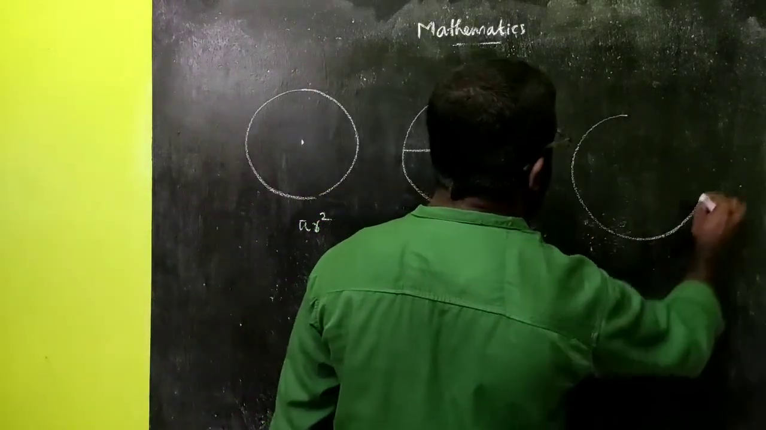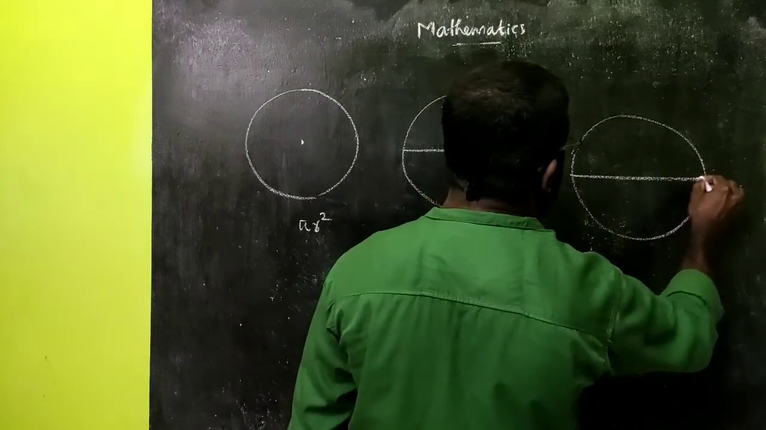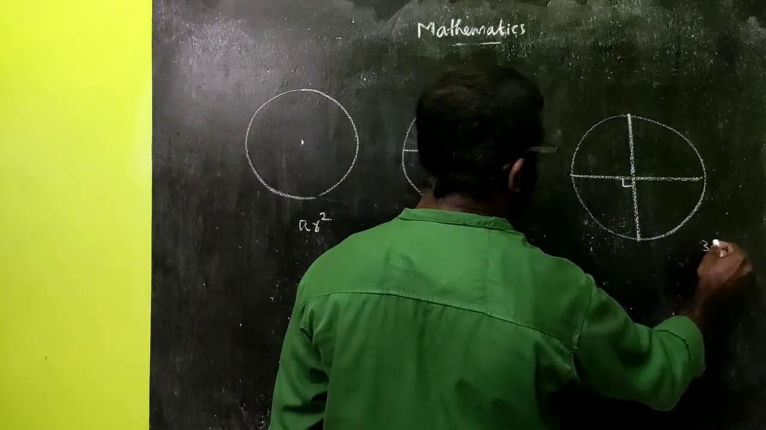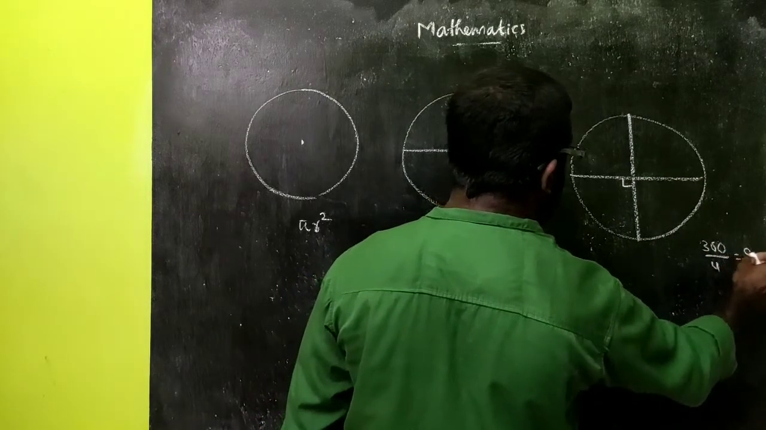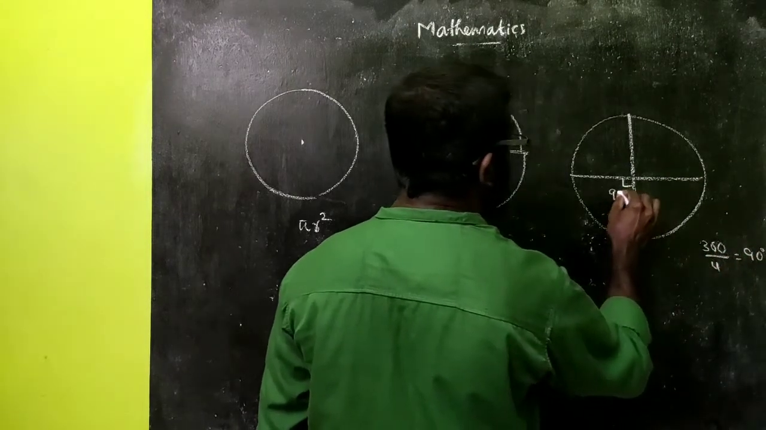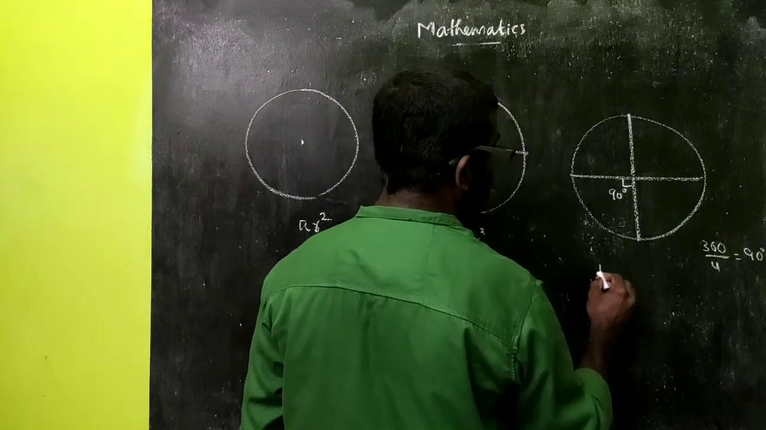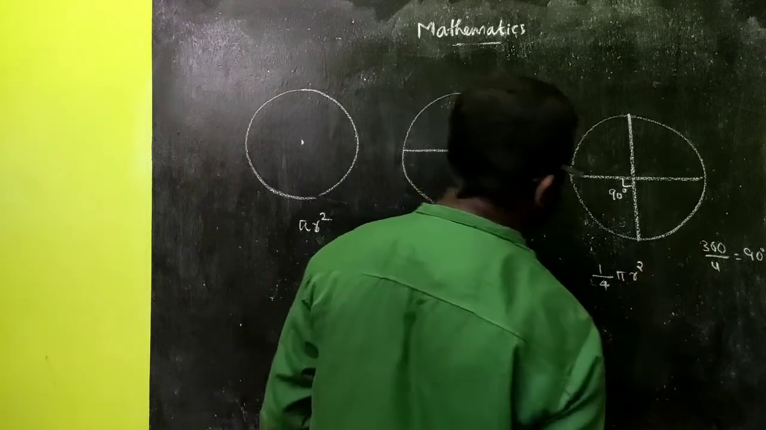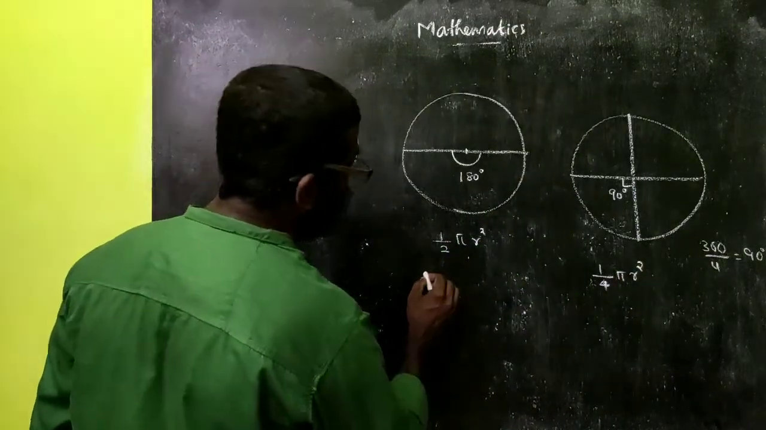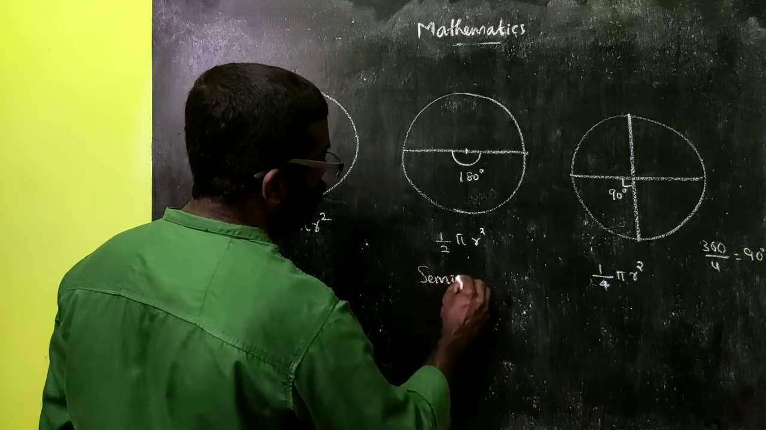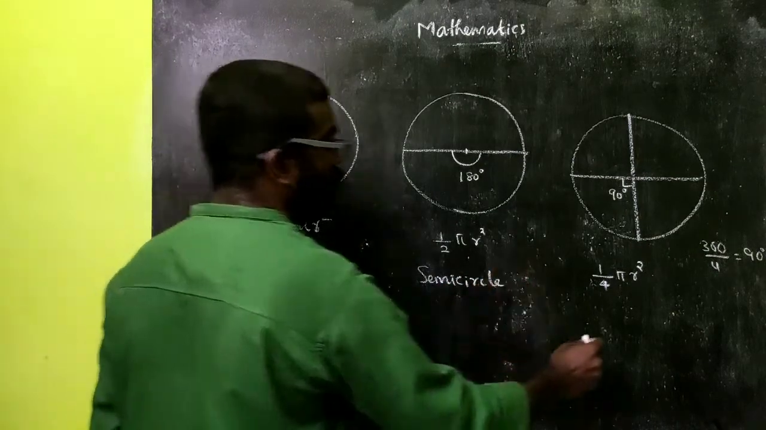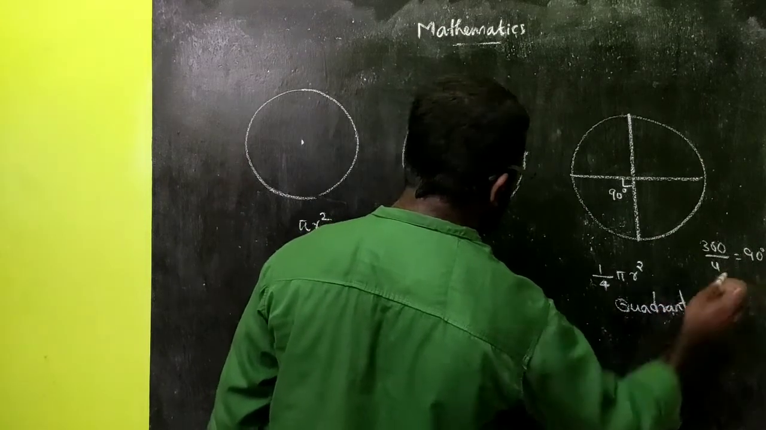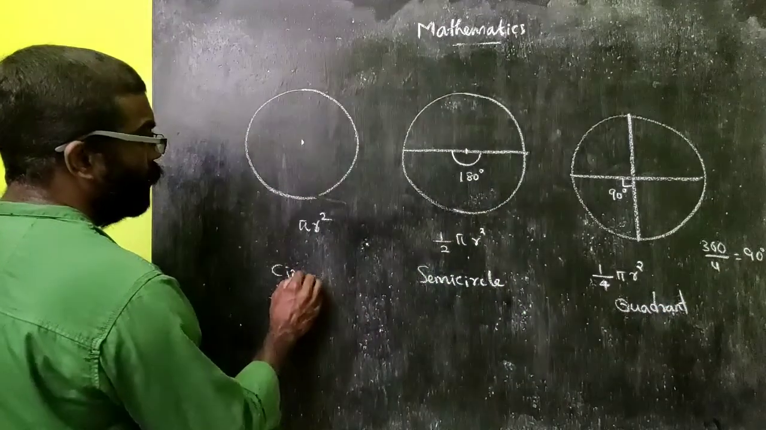And if we again divide the circle into four equal parts, the central angle will be 360 divided by 4, which gives 90 degrees. This is known as a quadrant. So the area of each quadrant will be 1 by 4 pi r square. Here it is a semicircle, this is a quadrant of a circle, and this is the circle.